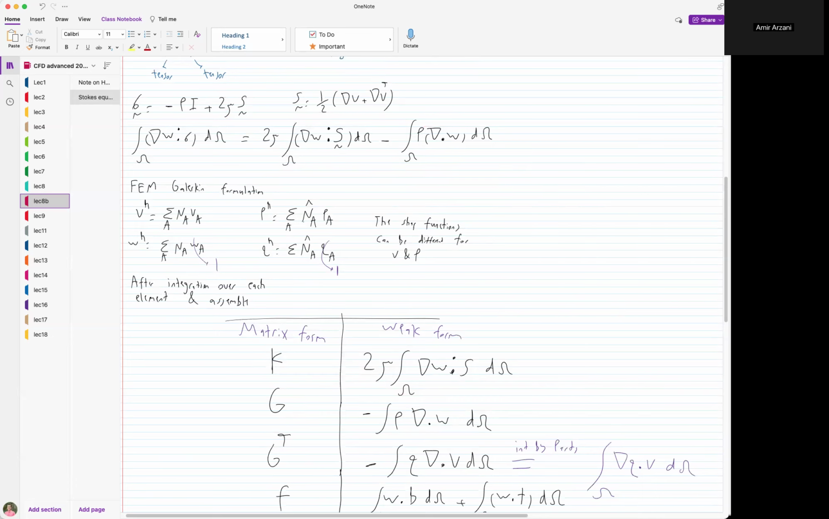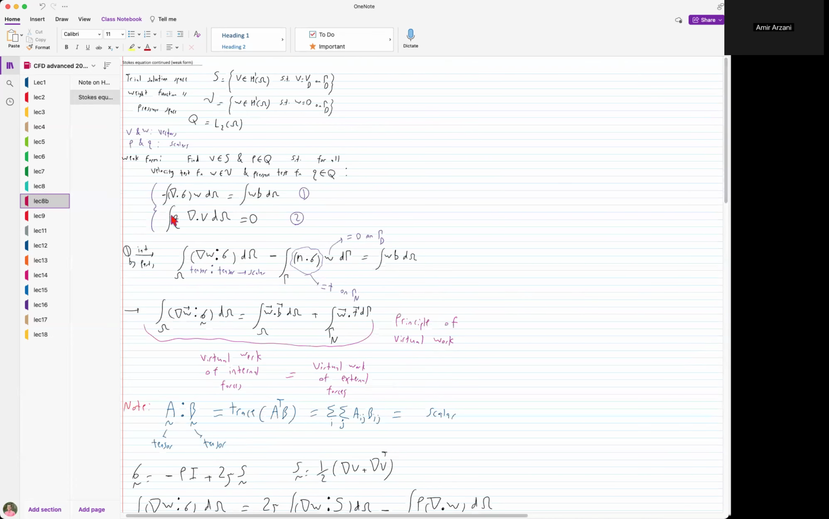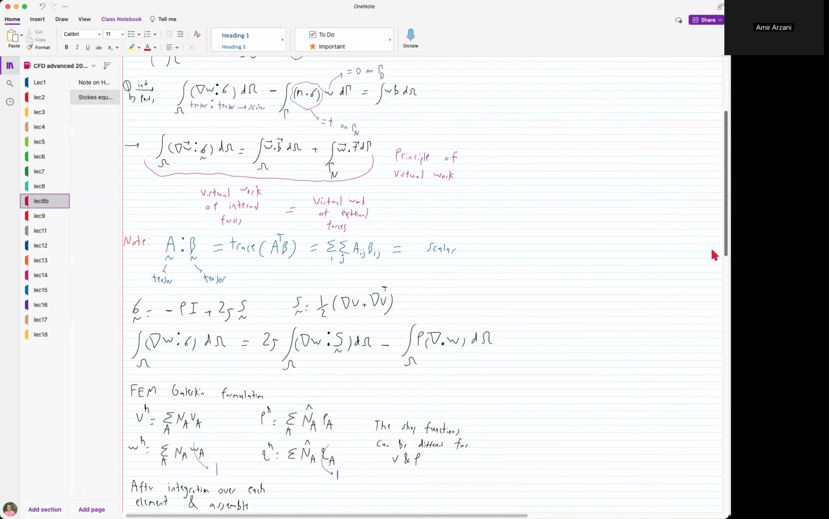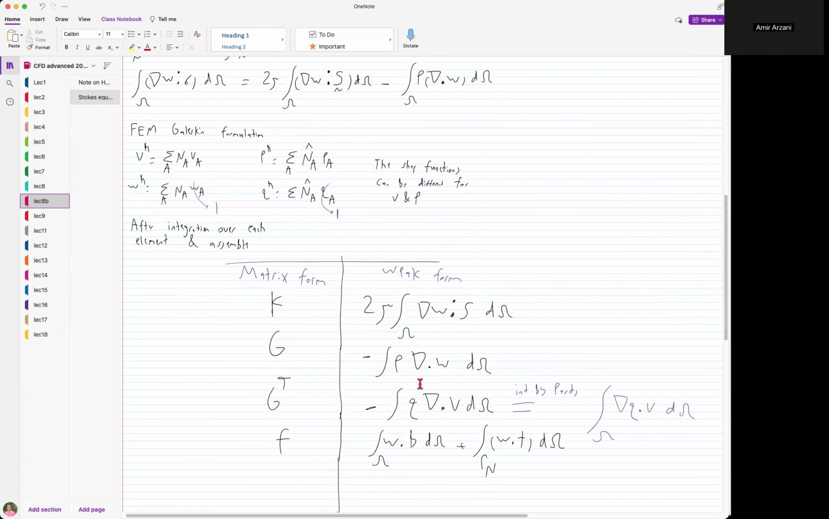Then if you remember, we also had a second equation. We didn't do anything to this divergence-free equation, but that also gives us another equation, which here I'm showing this part here, which you can think of as a transpose of this matrix, G transpose. And if you like, you can also do integration by parts on this as well. So Q times divergence of V, you can move the derivatives, the sign becomes positive.